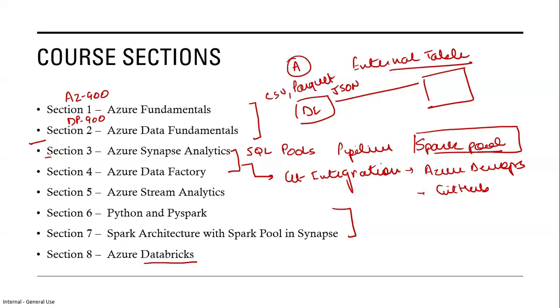For the fundamentals, we'll have around 6 to 7 hours dedicated. On Synapse, we'll be spending around 5 to 6 hours. Similarly, 4 to 5 hours on Data Factory. Stream Analytics, we'll try to cover in 3 hours. Python and PySpark, around 4 hours. Spark and Databricks together, because Spark architecture is essential to understand Databricks, so I'll combine both of them. That will be almost 6 to 7 hours again.